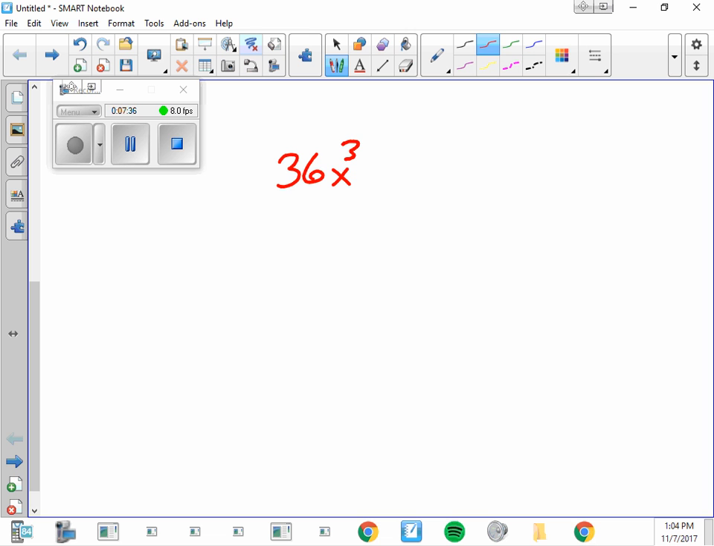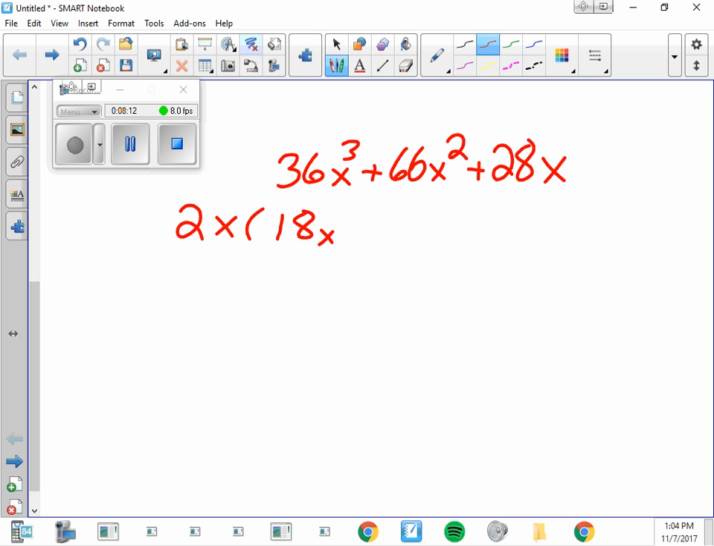36x to the third plus 66x squared plus 28x. Can this be simplified? I can take out a 2 and an x. Right? Take out a 2 and an x. 2x times 18x squared plus 33x plus 14.